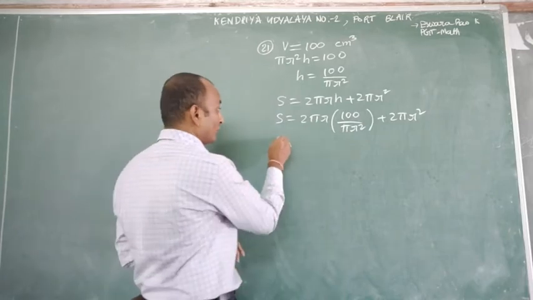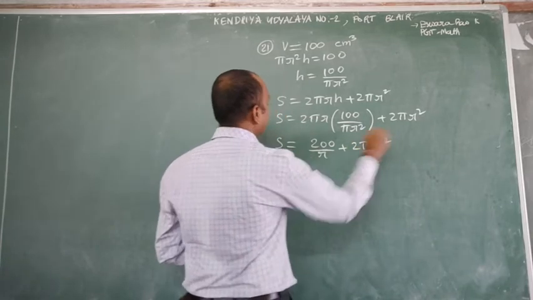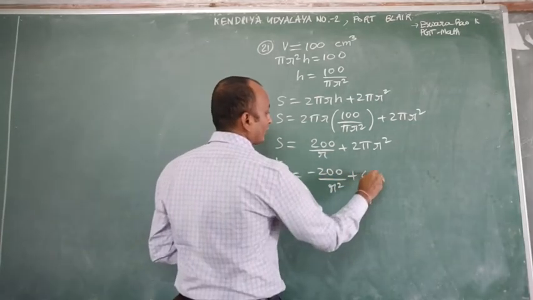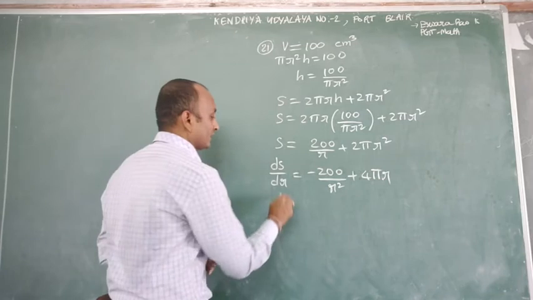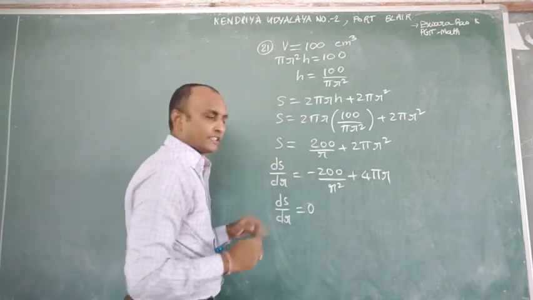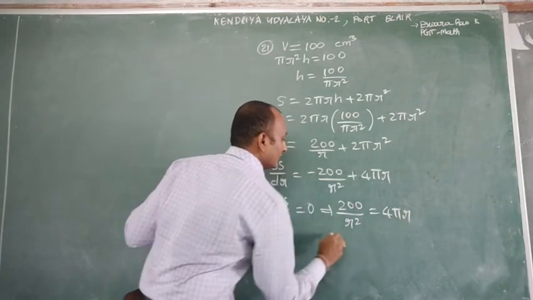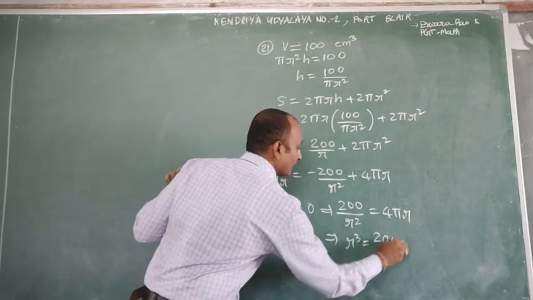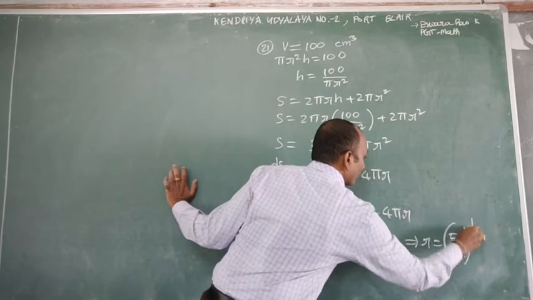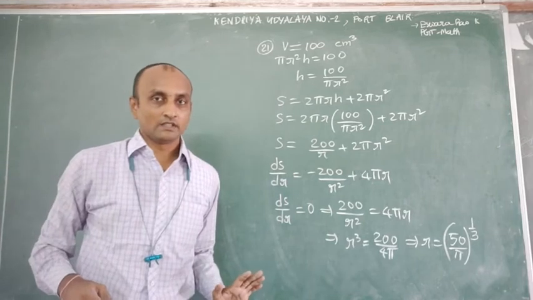Okay, right? Now, before you differentiate, simplify it, which is 200 by r plus 2 pi r square. So ds by dr is equal to minus 200 by r square plus 4 pi r. It should be equated to 0. First you take ds by dr equal to 0. So you get 200 by r square is equal to 4 pi r. Then you get r cube is equal to 200 by 4 pi. R is equal to (50 by pi) to the power 1 by 3. Please look at the calculations, how I did it. So the first derivative test is done.